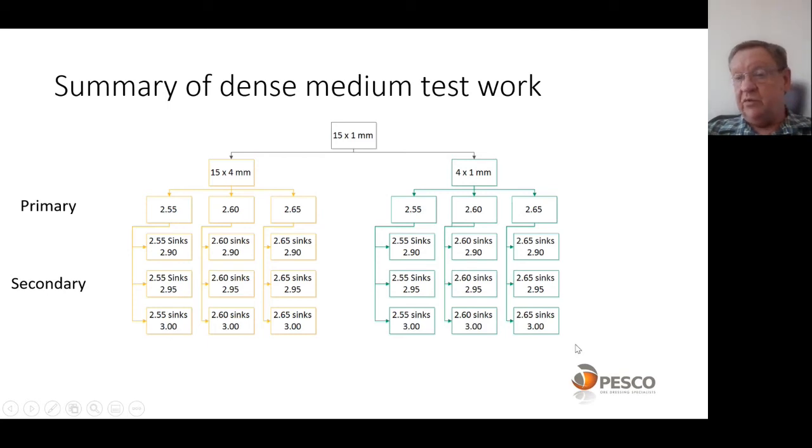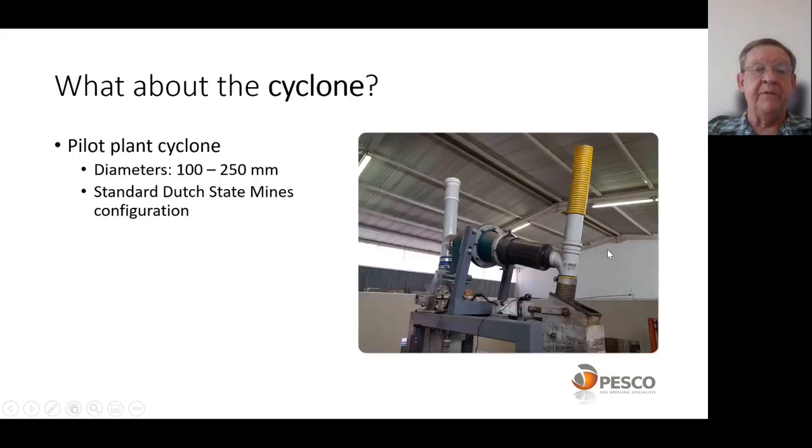So you can see to evaluate all the combinations, there's a significant amount of test work to do. But you need to do this to establish what combination of primary cut density and secondary cut density gives you the optimum or the maximum recovery at yield, at grade.